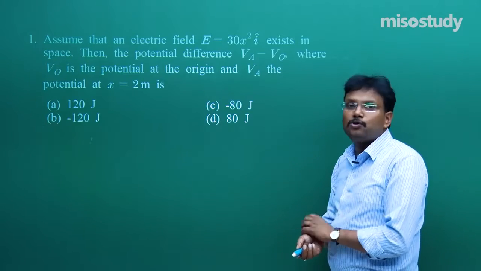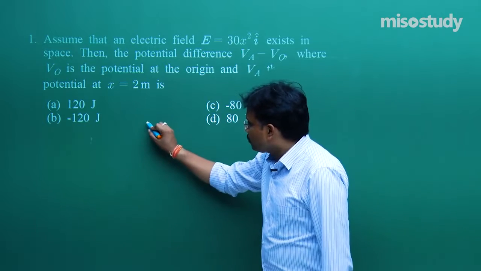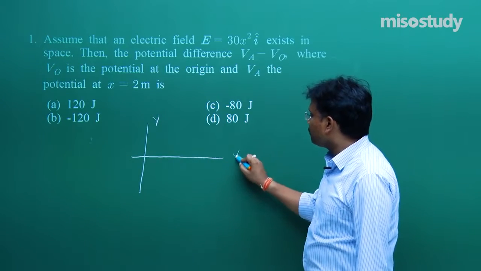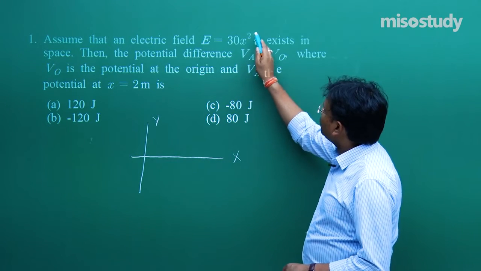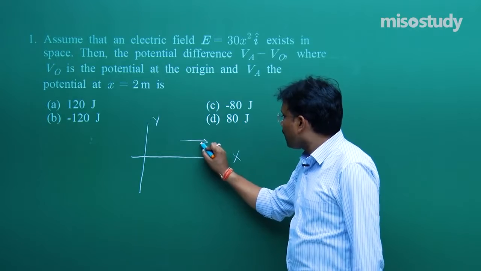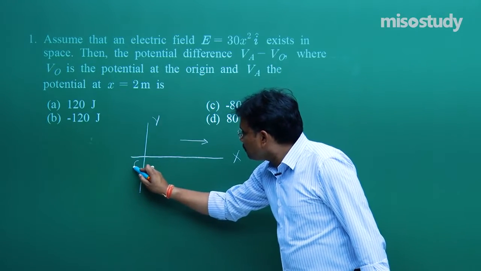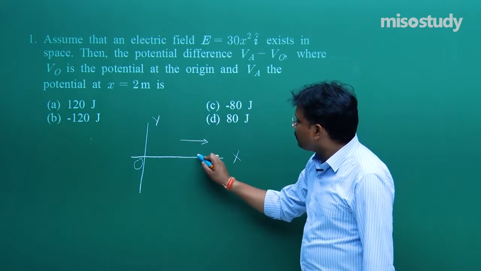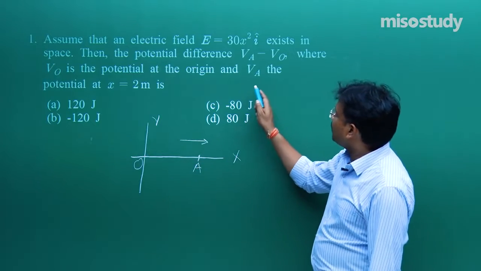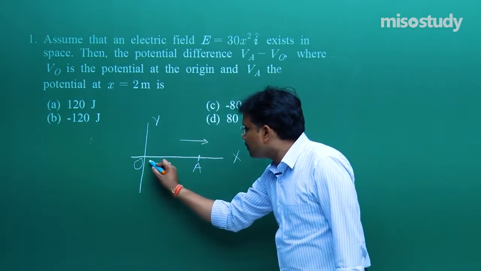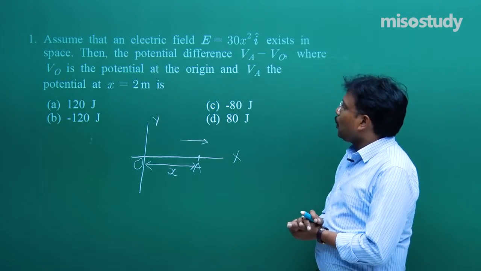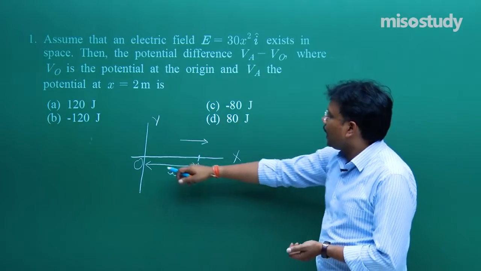So I think first we should try to draw a simple diagram. What exactly is the question saying? Just take a look like this. This is the y-axis and this is the x-axis. It's clear from the problem that the electric field is along the x-axis only. So this arrow is showing the electric field and this is origin O. Now there is a point named A. And the distance between origin and A is given as 2 meter. This complete distance is x and it is 2 meters. Now, you have to find the difference of potential Va and Vo.